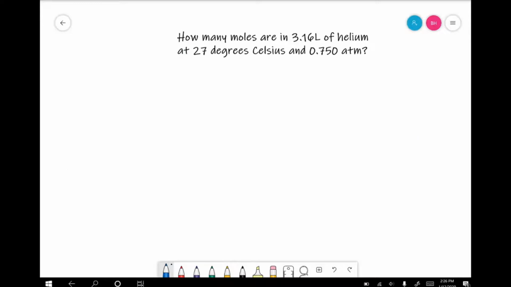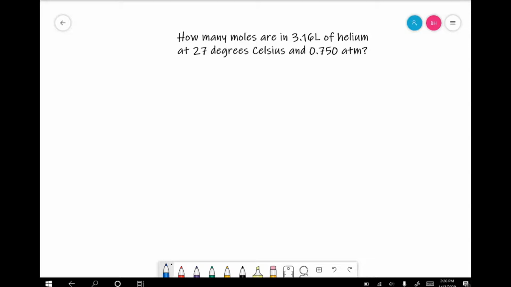Okay, so we have this problem that's actually very similar to the last one. And it says, how many moles are in 3.16 liters of helium at 27 degrees Celsius and 0.750 atmospheres? Now, if we look at this, we're given still 3.16 liters of helium, and we're still asking how many moles. The big difference with this problem is that it's not at STP, and that's going to create a big difference, especially when it comes to our calculations. So in order to solve for this one and figure out how many moles, we're actually going to have to use our equation PV equals nRT.